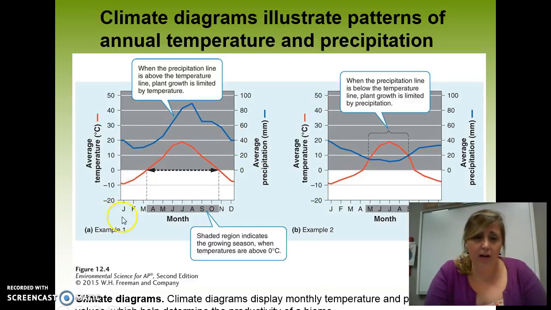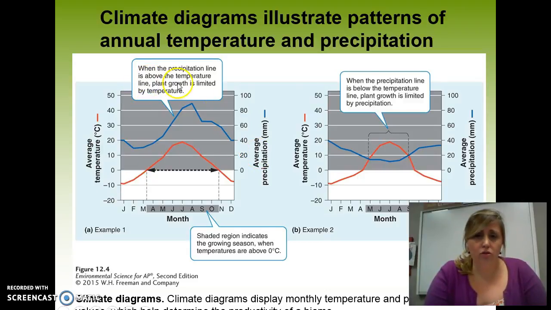And then across the bottom is the months in a year, and they've just got the first letter of each month. And where it's shaded in gray, this is the growing season for that particular biome. So each biome is going to have a distinct climate diagram. They're going to have a certain annual average temperature and average precipitation.